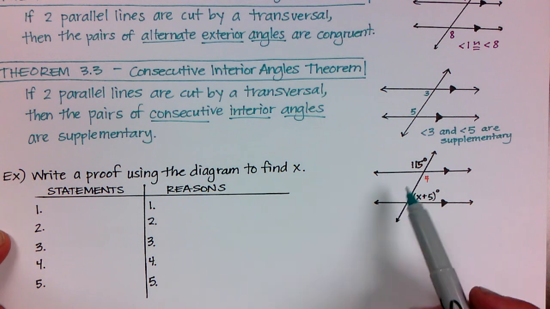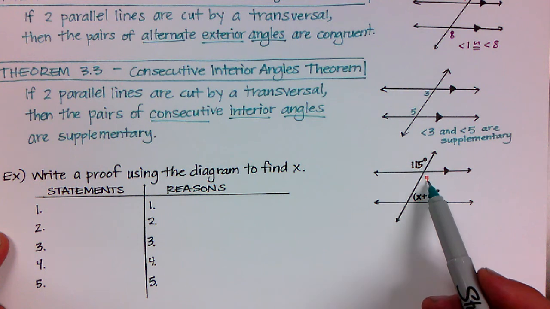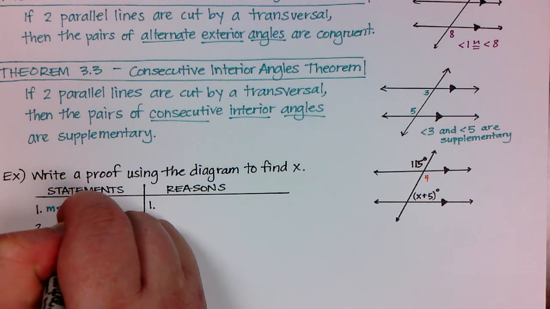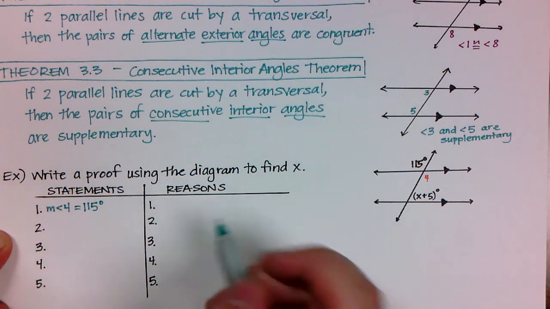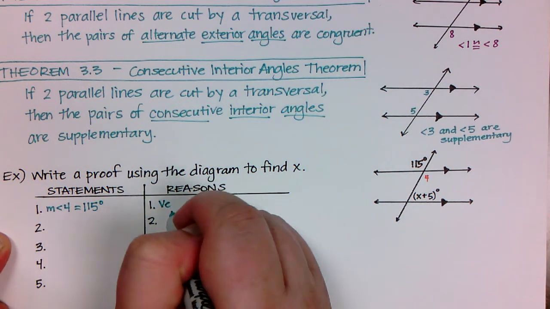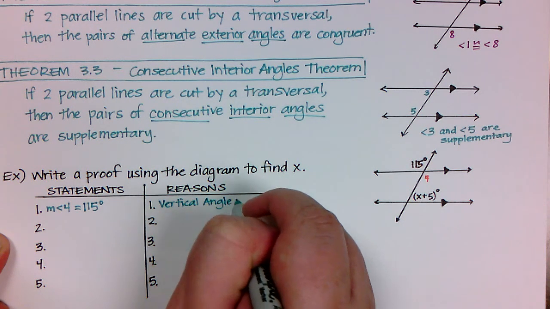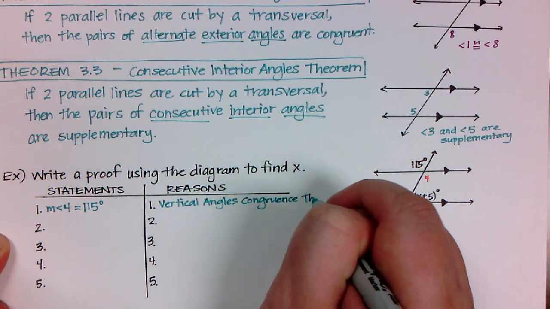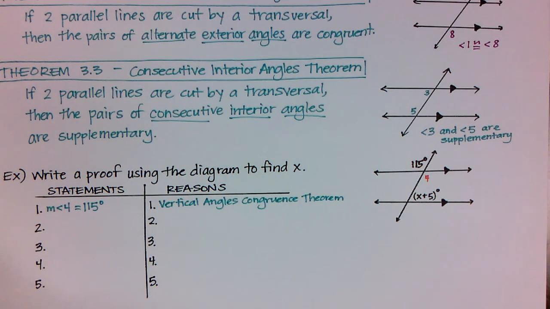So first, looking here, I can see that this 115 degrees is a vertical angle with angle 4. So I'm going to write that down. The measure of angle 4 should be the same as the 115 degrees. And the reason is the vertical angles congruence theorem. You may not know where to start with proofs, so just start with some things that you know from the diagram. Just talk about the diagram. What facts can you state?